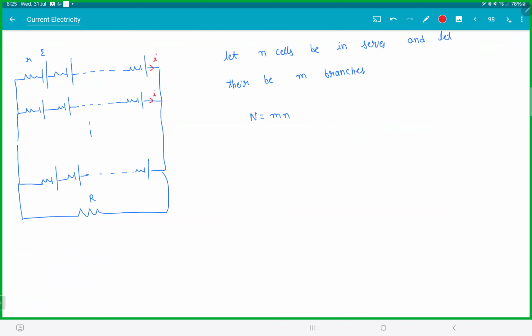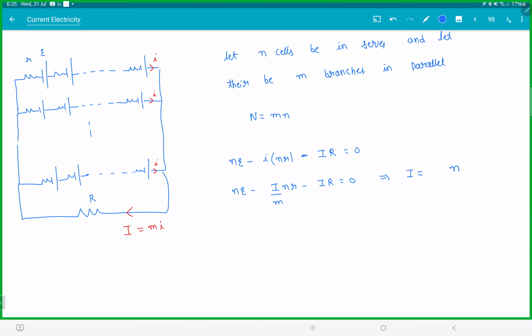Now all will give same current I. So this will be capital I. There are m branches in parallel. So this is mi. Apply Kirchhoff's law through any one loop. Then you will get Ne minus I times Nr minus capital I R equal to 0. But you don't want small I. So Ne minus small I would be I by M, Nr minus IR equal to 0.